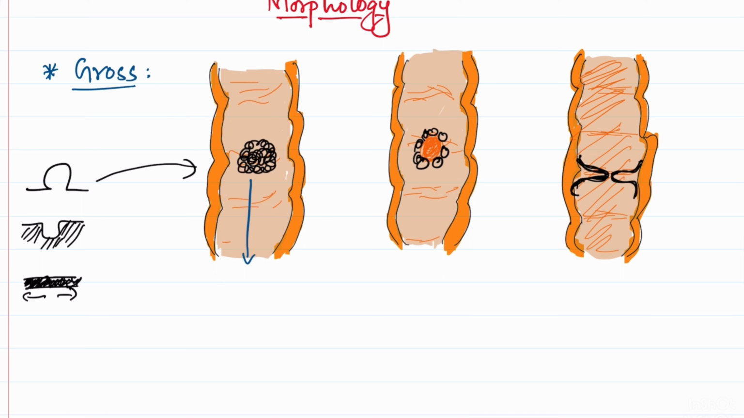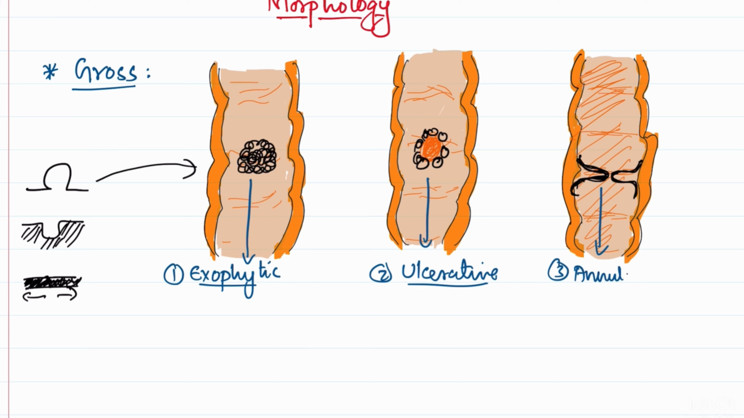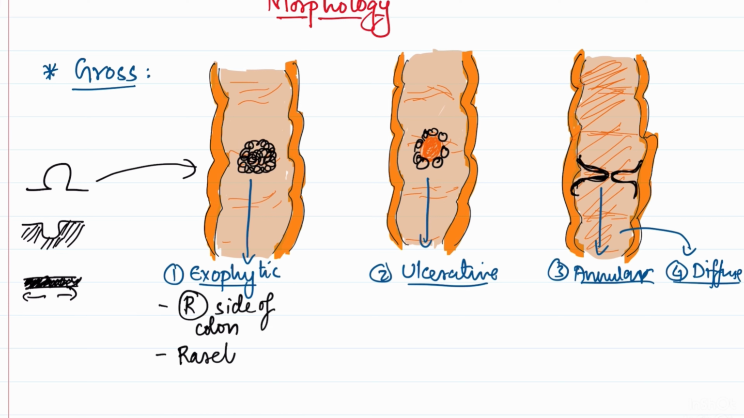So the first one here is the exophytic type, or the protruding outgrowth type. The second one here is the ulcerative type of growth. The third one here is the annular type, and in addition, there is a diffuse type. So we'll speak a few words on the important features of each of these. The first point about the exophytic type is that it mostly affects the right side of colon. It rarely causes intestinal obstruction. So that's about the exophytic type.